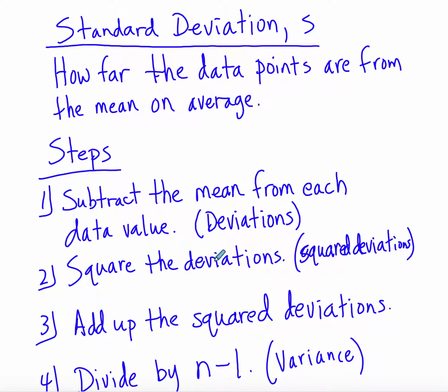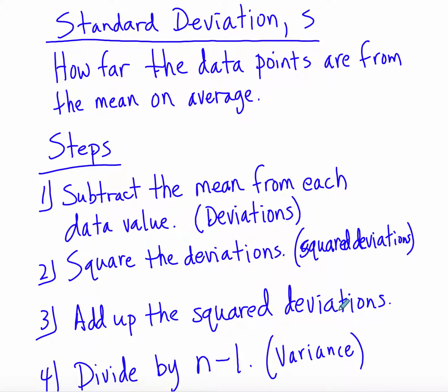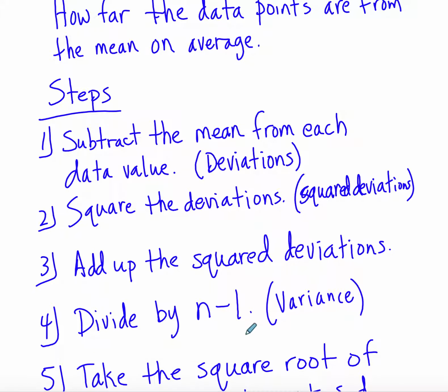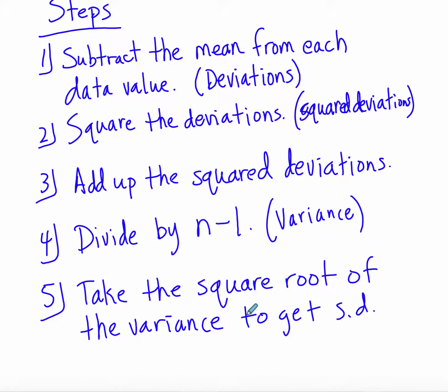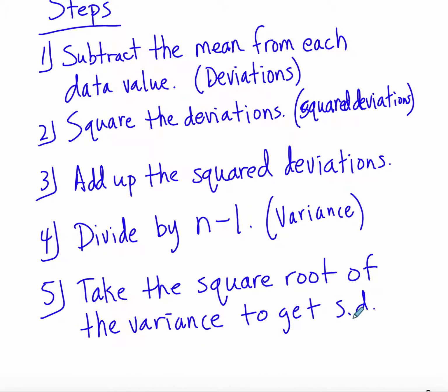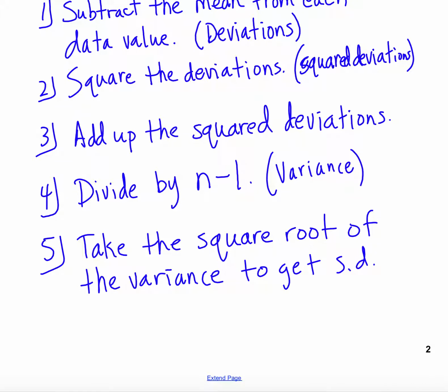The reason for squaring them is that some are negative and some are positive, and if you don't square them, when you add them together you get 0 or approximately 0. Squaring gets rid of the negative sign and makes them all positive. Then we add all the squared deviations together. Then you divide not by n, but by n minus 1. This is known as the variance, which is S squared or sigma squared. Once you take the square root of that, you get the standard deviation, S or sigma.